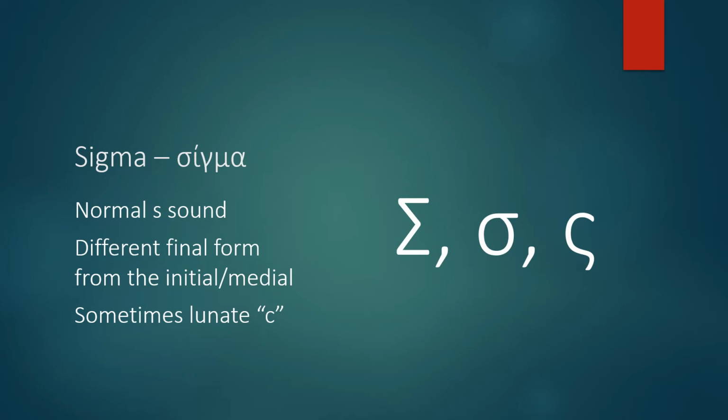Here's sigma. We already kind of mentioned these things. There's a different medial or initial form, and there's sometimes the lunate sigma, which basically just looks like a C.